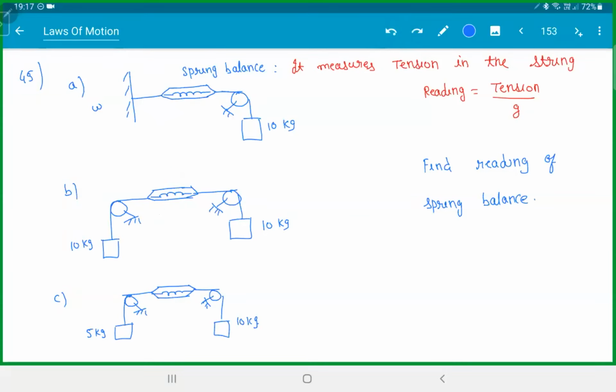What was the first part? A and B both have the same tension. No, Ali, it won't show 100. The tension is 100, but it will show 10 kg, 100 by this thing.